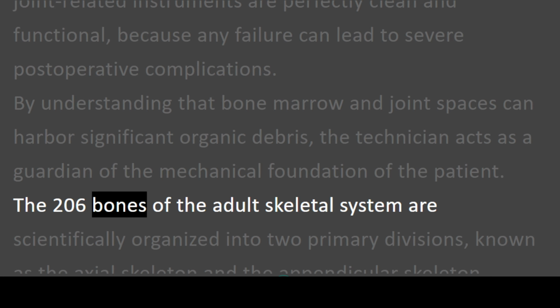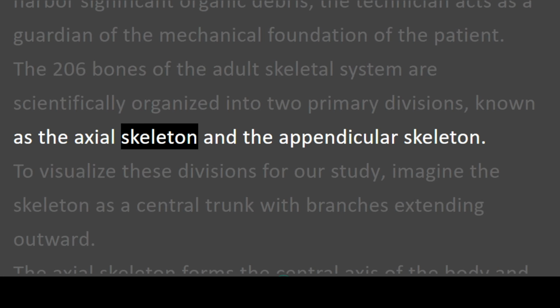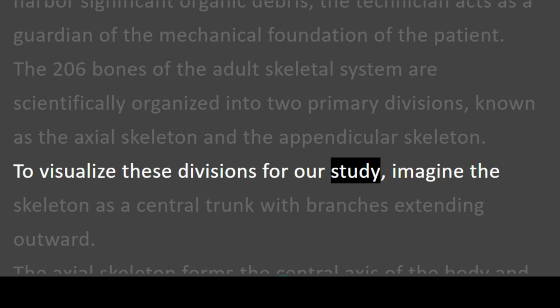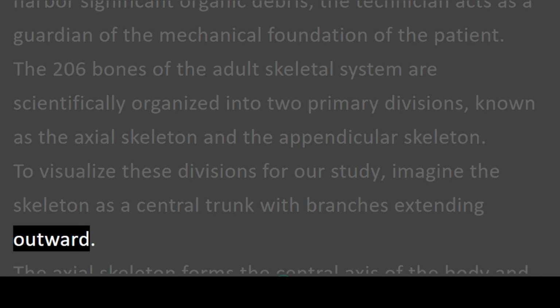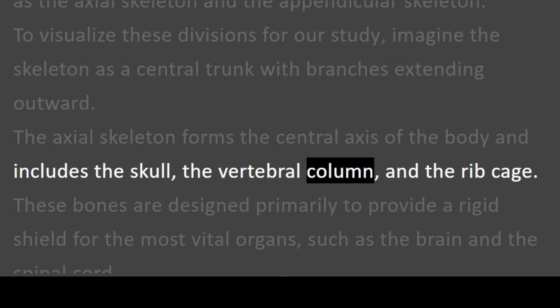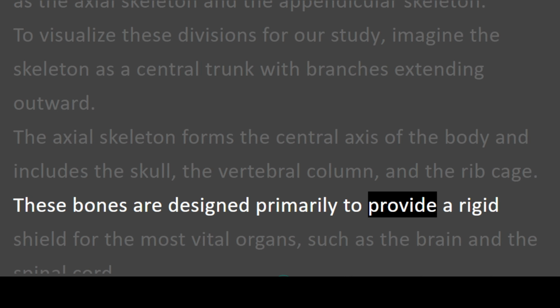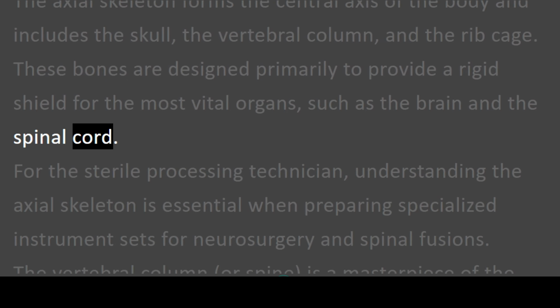The 206 bones of the adult skeletal system are scientifically organized into 2 primary divisions, known as the axial skeleton and the appendicular skeleton. To visualize these divisions for our study, imagine the skeleton as a central trunk with branches extending outward. The axial skeleton forms the central axis of the body and includes the skull, the vertebral column, and the rib cage. These bones are designed primarily to provide a rigid shield for the most vital organs, such as the brain and the spinal cord.